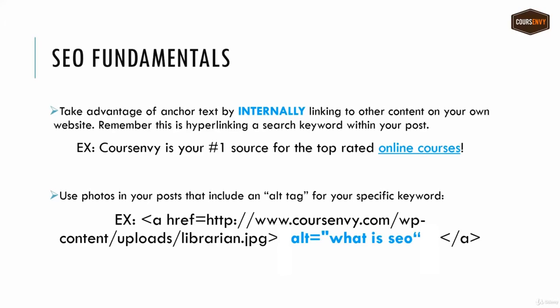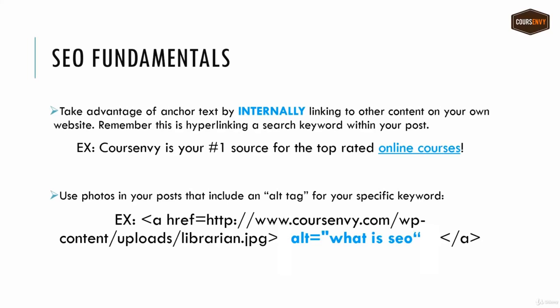Next, take advantage of anchor text by internally linking to other content on your own website. Remember, this is hyperlinking a search keyword right within your post. My example I gave to you, Course Envy is the #1 source for top-rated online courses. Online courses is just going to be a link to another page on my own website. So I'm taking advantage of anchor text and showing Google that my website is correlated to that keyword.